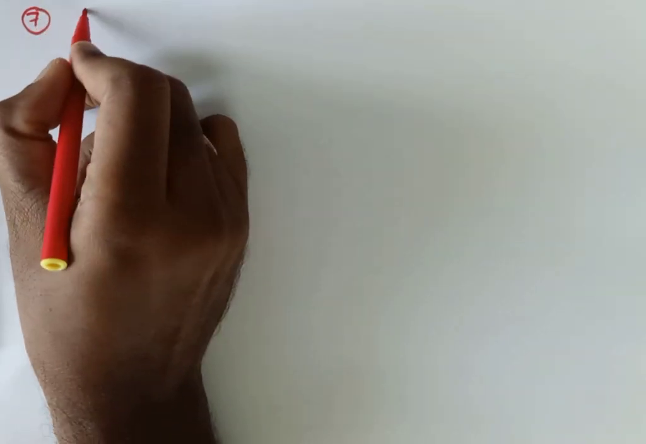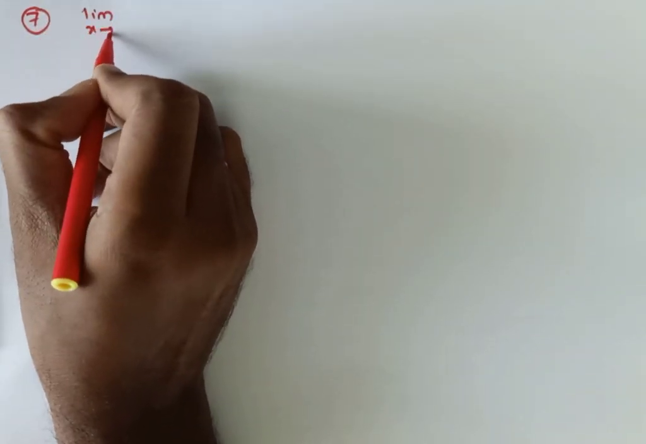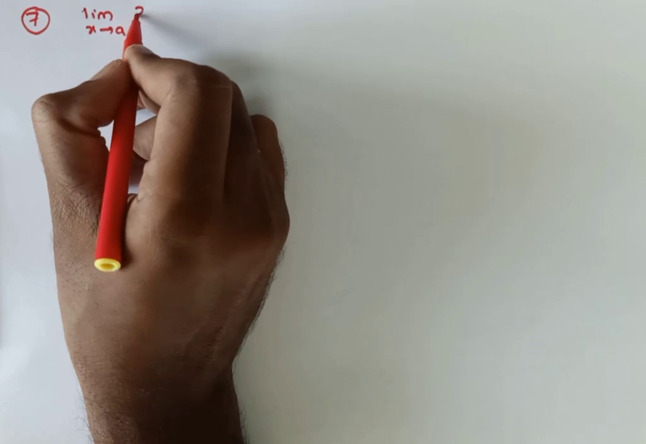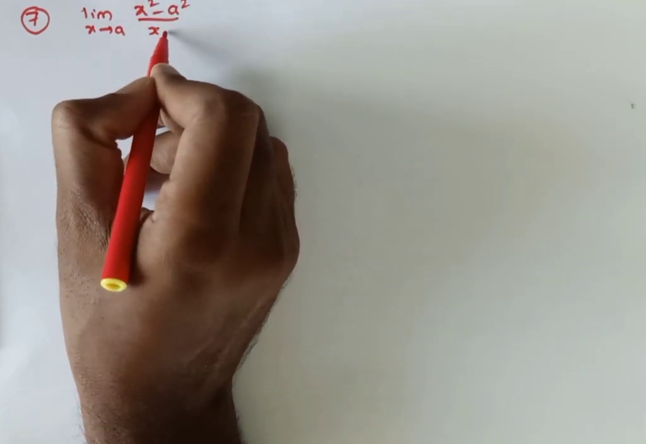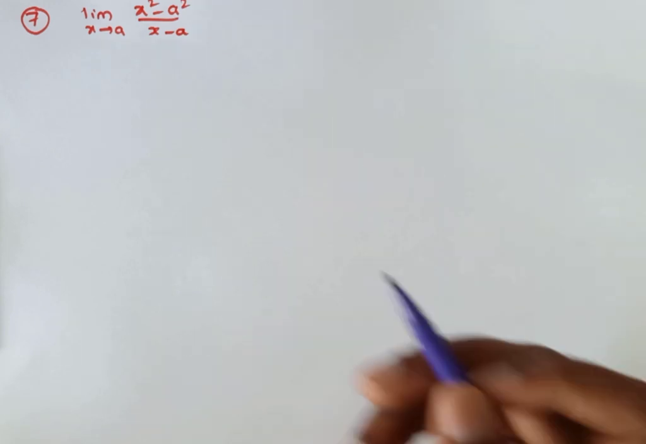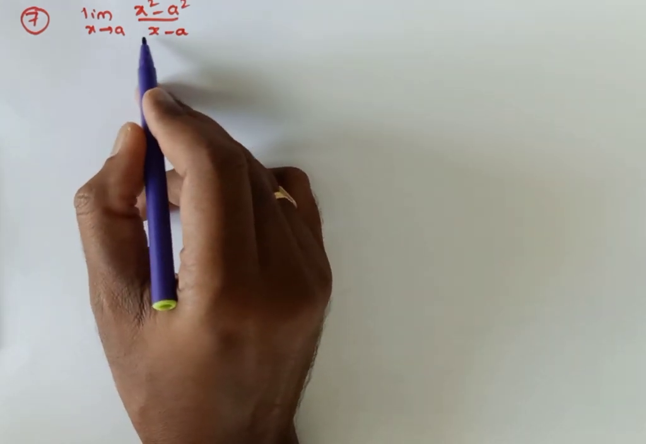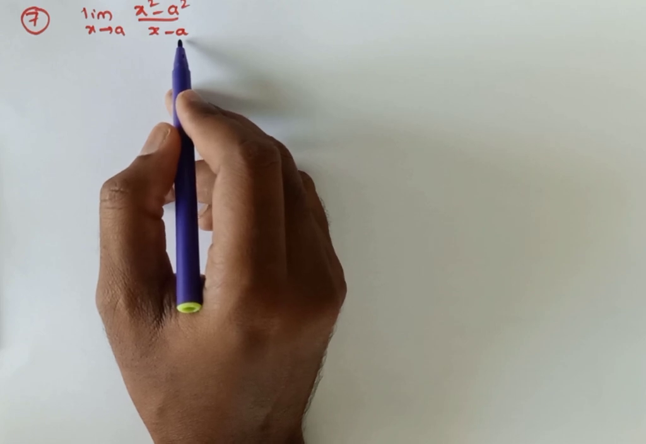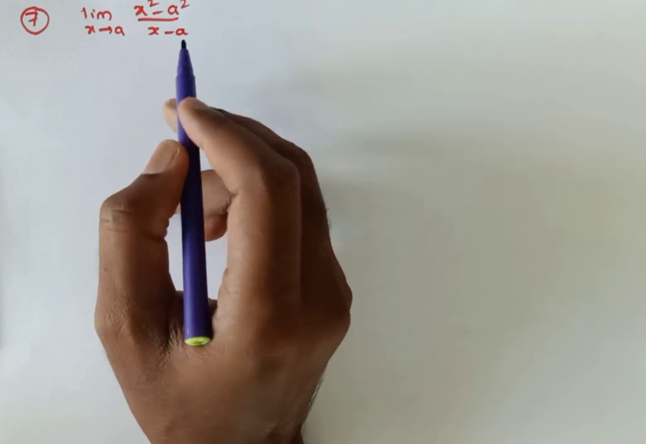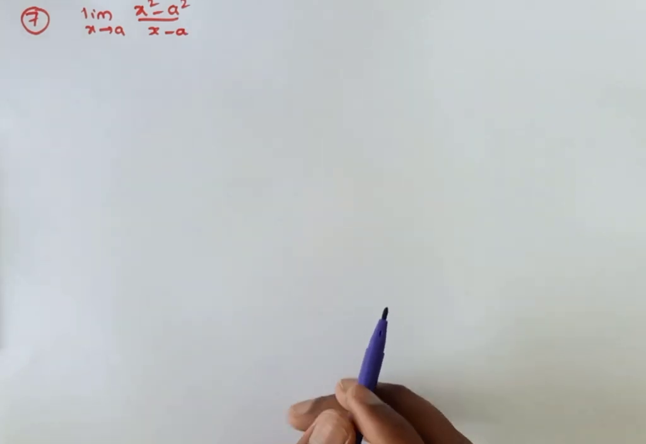Number 7. This is the limit as x tends to a of (x square minus a square) by (x minus a). Now check the limit. Here the denominator is there, so if we substitute x equals a, it is a minus a, so 0. So we need to factor the numerator and denominator to cancel the common factor.